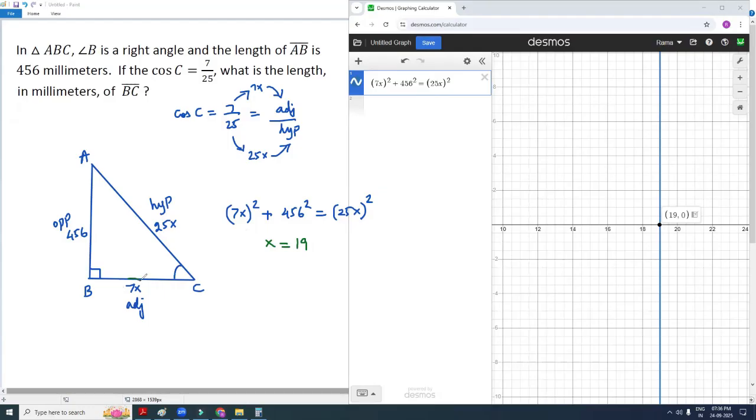We know that this 7x is the length of the line segment BC. So BC equals 7x. Let's plug in this 19 for x. Then we get 7 times 19, and 7 times 19 is 133. Since we have the length of the line segment AB in millimeters, we can consider the length of the line segment BC also in millimeters. Therefore, the length of the line segment BC is 133 millimeters.